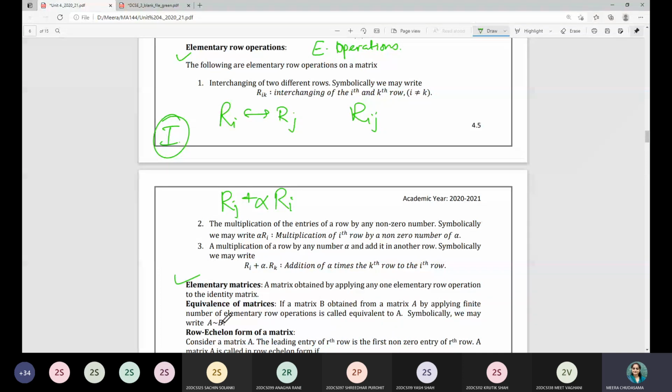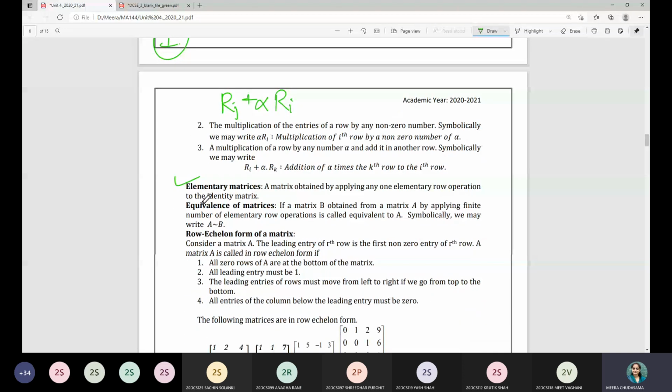called an elementary matrix. And once you perform finitely many elementary operations on a given matrix A, the resultant matrix will be equivalent to A. Equivalent means they will have the same characteristics. If you have applied the elementary operations in a proper manner, then their determinant will be the same, their eigenvalues will be the same, their eigenvectors will be the same. So that's why we have used the sign of equivalence.